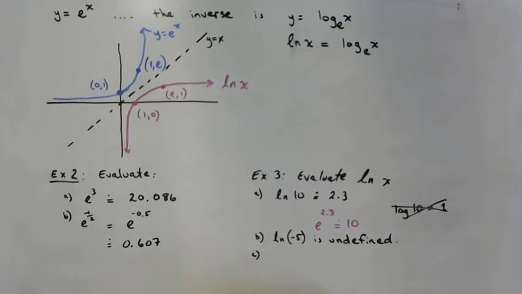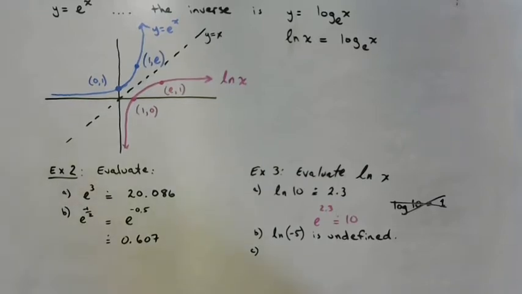Example 3c says take the natural log of e. Well, that one's actually really easy. Just like we said up here, the common log of 10 is 1. If the base is the same as the number you're taking the log of, then the answer is 1. This natural log has a base of e. So the log base e of e is 1.